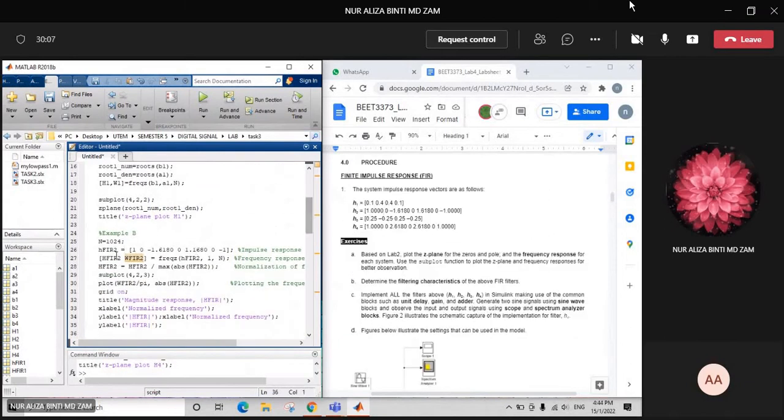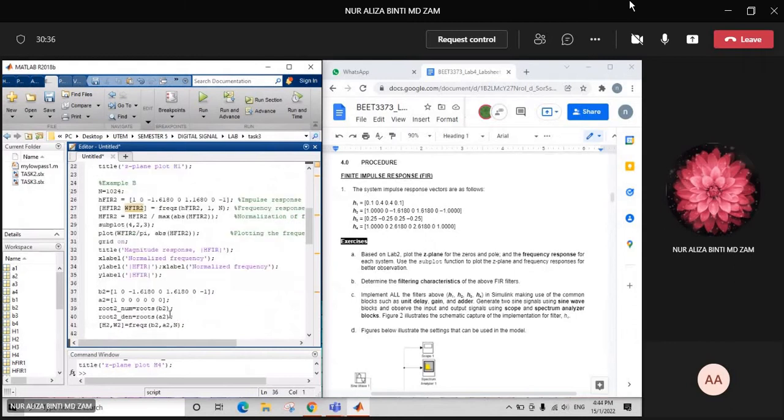For H2, we have to input the same n, and then we input the values given in the question, where 1, 0, negative 1.6180, 0 and 1.1680, 0 and negative 1. This is the value for the impulse response. And then we do the same as H1, where we subplot the frequency response, and with the same values we subplot the z plane for the zeros and poles.